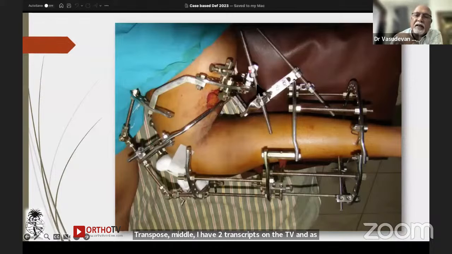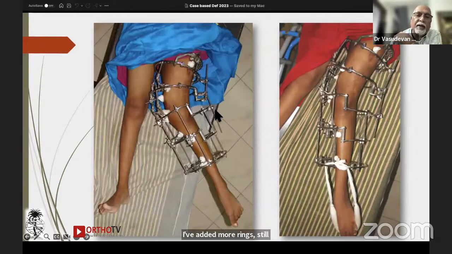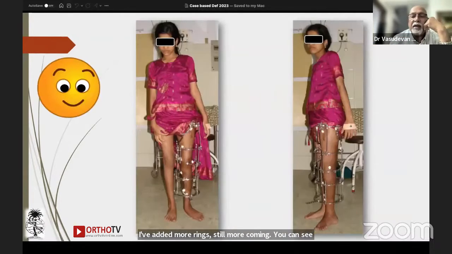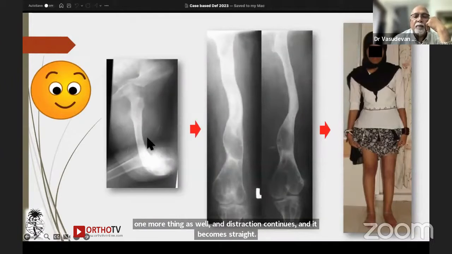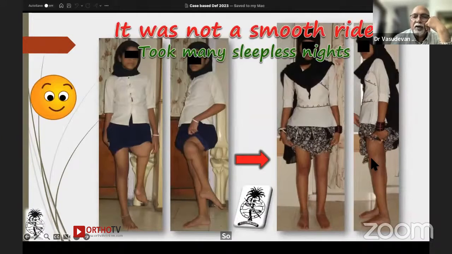And this is the one distractor there. This is the other distractor. As it comes out, I have added all the other half rings in between. So you can see it is coming out. I've added more rings. Still more coming. You can see one more ring has been added. And distraction continues. And it becomes straight. So from there to here, and that is the result. So it was not a smooth ride. It took many, many sleepless nights, but still it is doable.